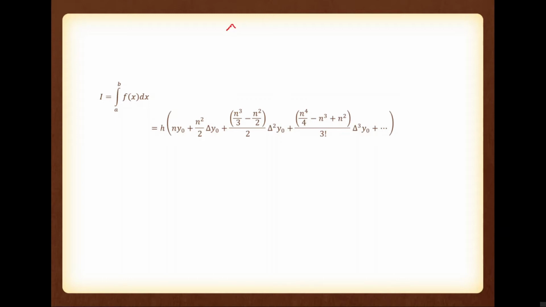First we have a function with respect to x. So this is x and this is y equal to f of x, or simply y. So this is the function. This is the starting point, that is a, and this is the last point b. We are asked to find the area under this curve from a to b.